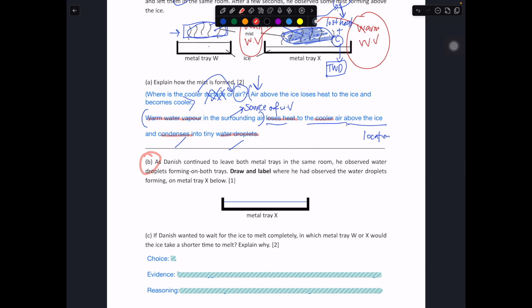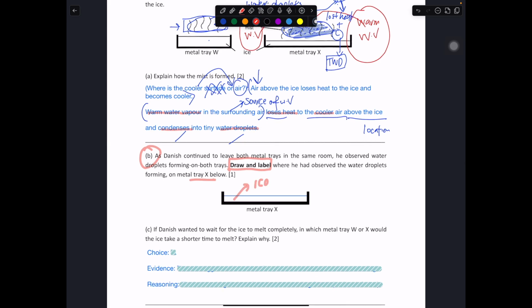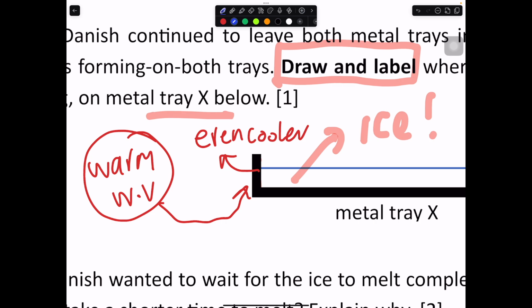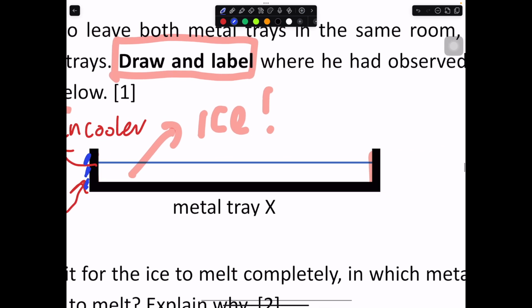Danish continued to leave both metal trays in the same room. He observed water droplets forming on both trays. Draw and label where he observed the water droplets forming on the metal tray below. Where did it appear? So over here, you have realized that this is ice. So over here, the metal would have lost heat and become even cooler. Then the surrounding, of course, warm water vapor, when it touches this cooler surface, it will start to lose heat and condense. It will form your water droplets over here.